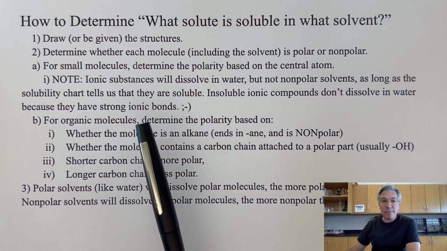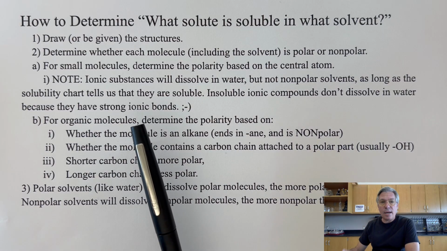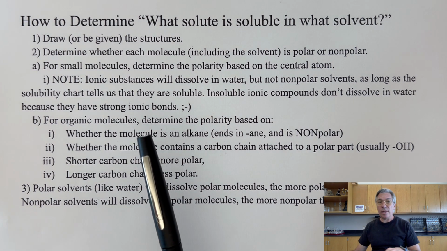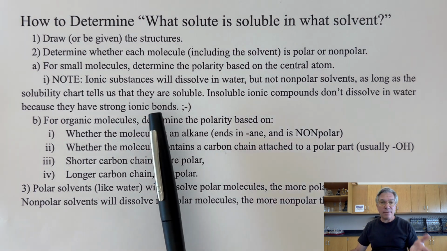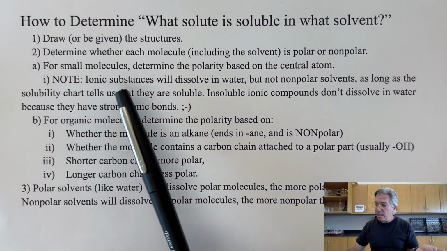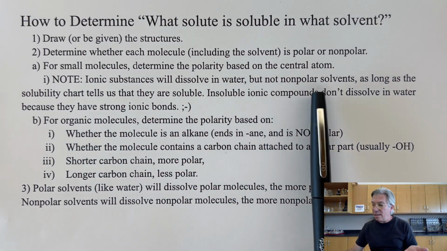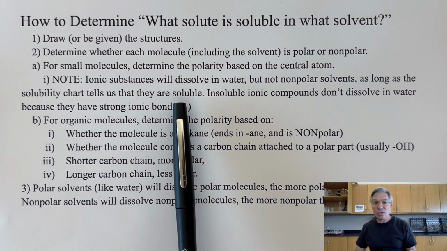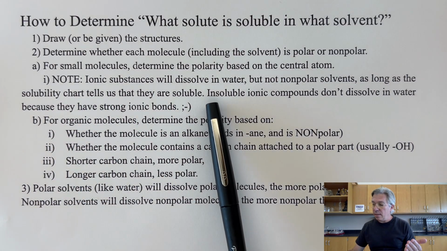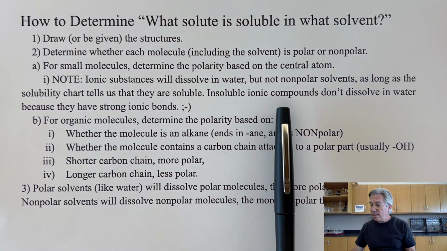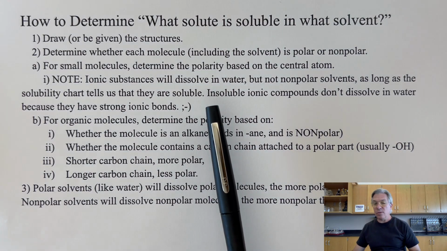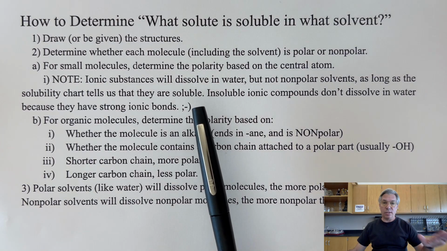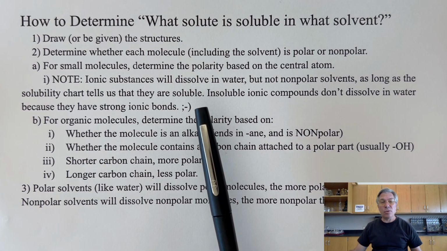And that brings me to my first note on here: ionic formulas are generally written as empirical formulas in lowest terms. So they look like small molecules, but you have to notice that they're ionic. And then ionic substances will dissolve in water, but not nonpolar solvents. As long as the solubility chart tells us that they are soluble, they will dissolve. Insoluble ionic compounds don't dissolve in water because they have those strong ionic bonds. So if you recognize an ionic compound trying to dissolve in water, you just have to know those solubility rules.